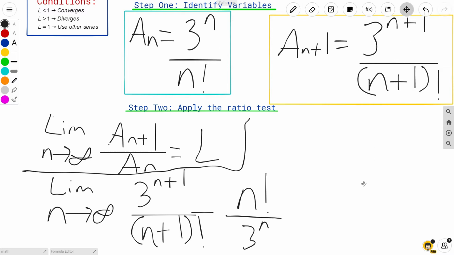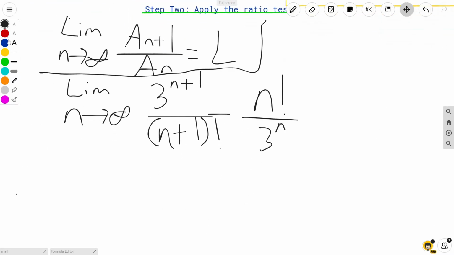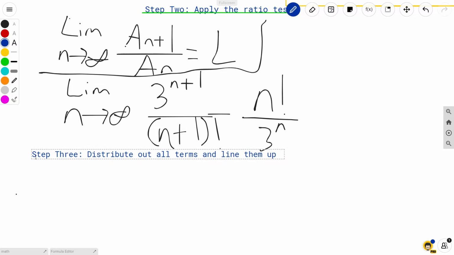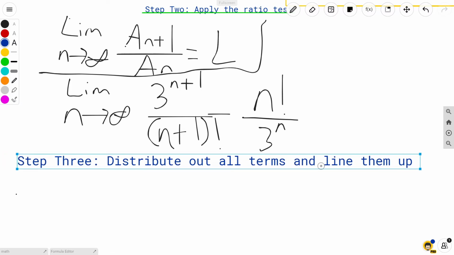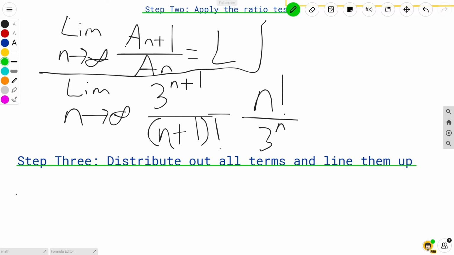Now in step 3, we're going to distribute out all terms and line them up. Why? Well, you will see. So right here, let me make this more clear. We're going to distribute all the terms and we're going to line them up. So that's our step 3.